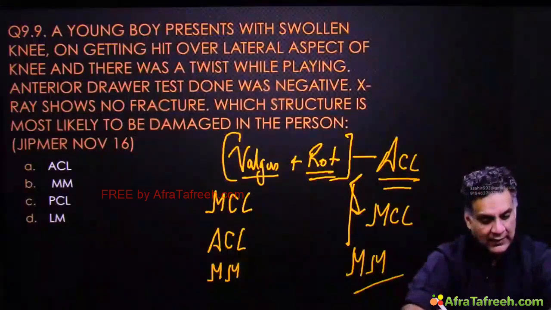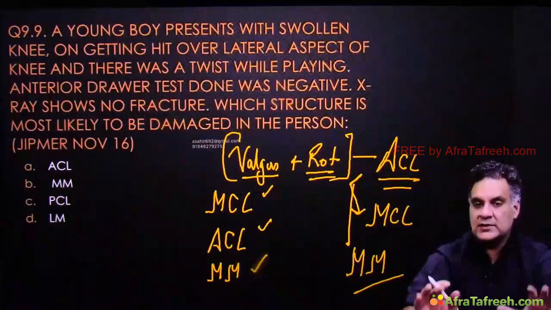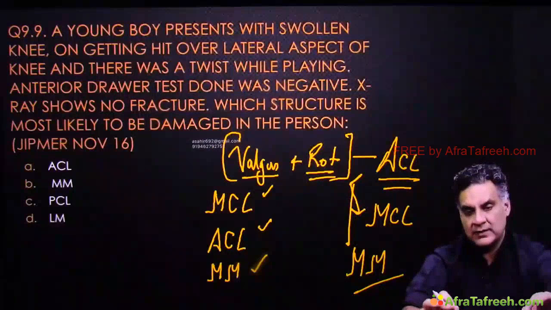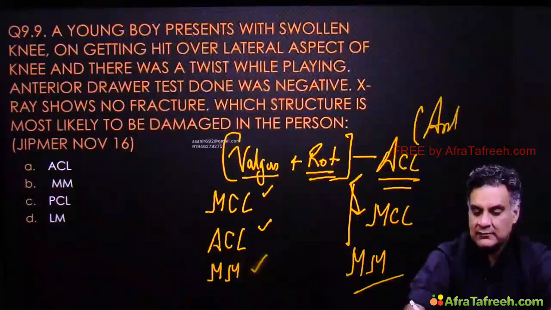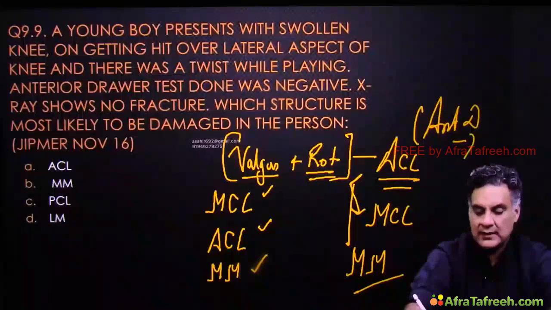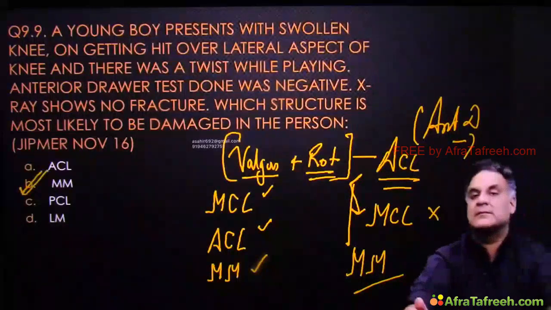So when they just give you valgus, think of medial collateral, then ACL, then meniscus. Valgus and rotation, think of ACL, in this order, medial collateral ligament, then medial meniscus. ACL, anterior drawer is negative. It's out. MCL is not in the options. So your answer will be medial meniscus.